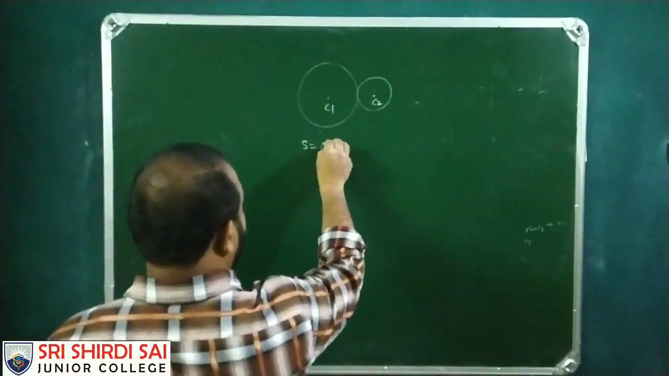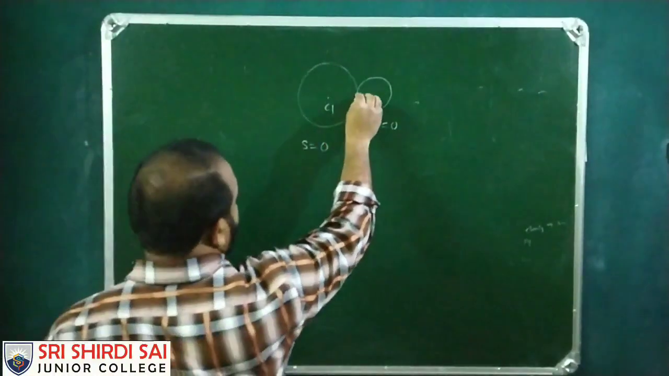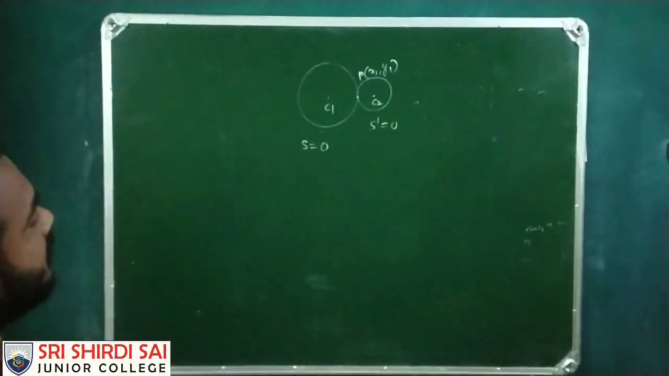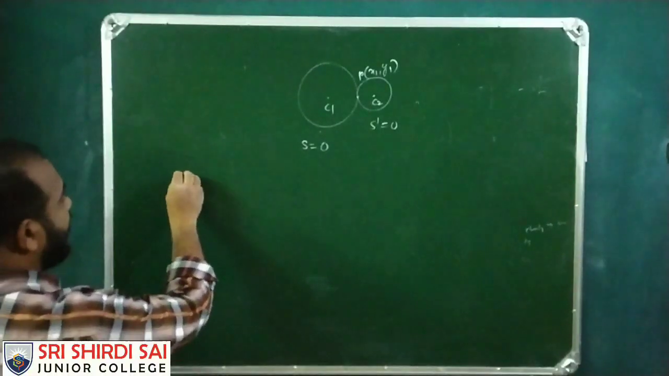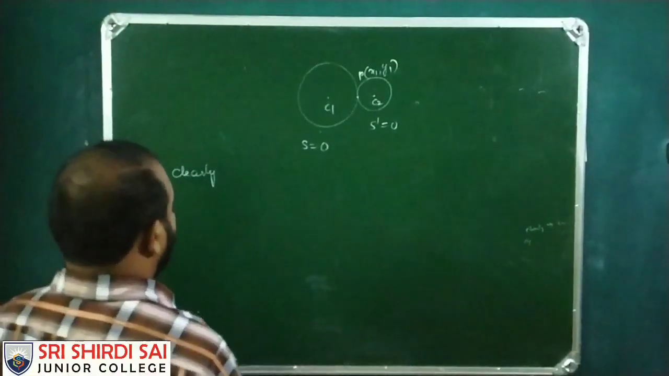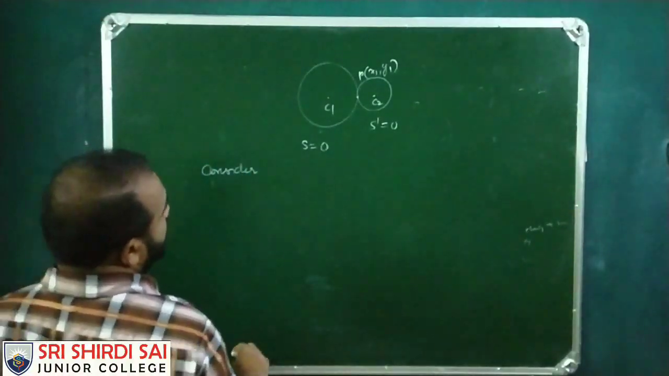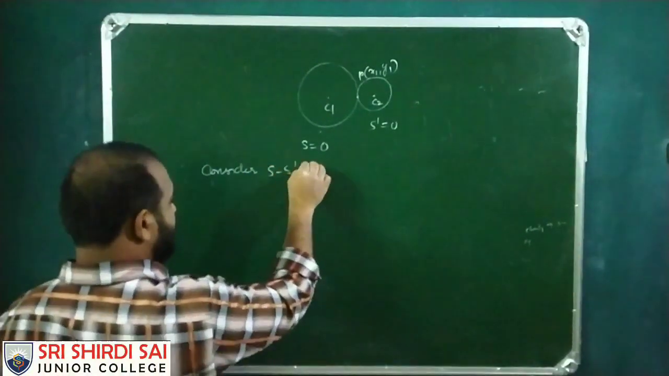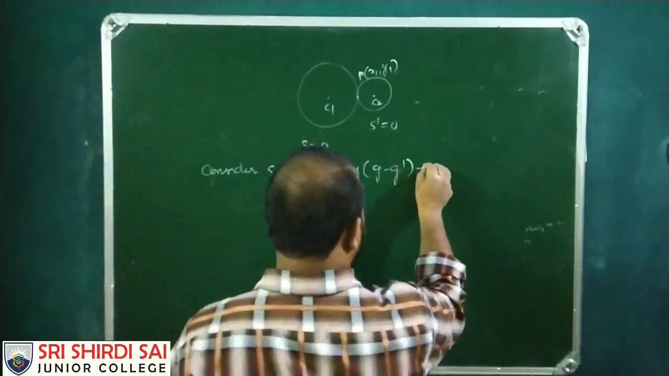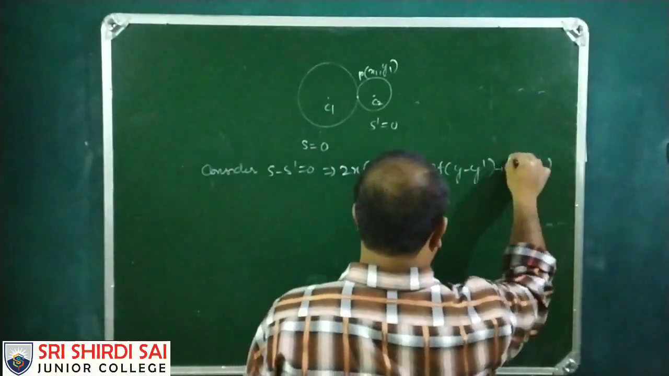Let us take two circles, S equals 0 and S dash equals 0. Let P(x1, y1) be the point of contact of these two circles. So then clearly, before that, consider S minus S dash equals 0, that is 2x(g minus g dash) plus 2y(f minus f dash) plus c minus c dash equals 0.